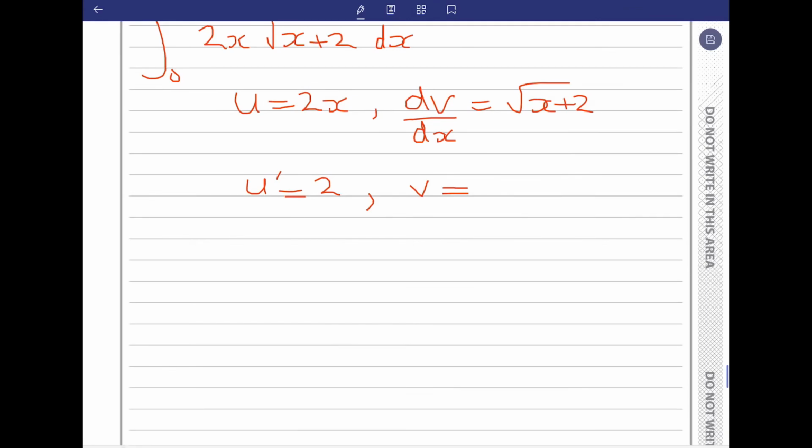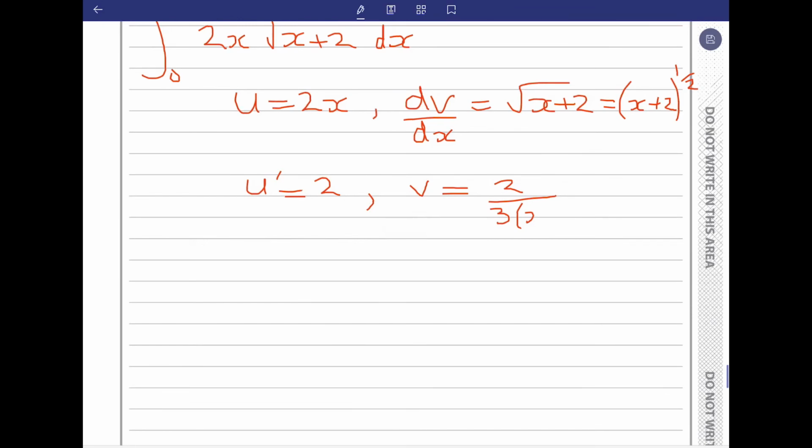So let me just write out this as x plus 2 to the half, as so. So to integrate x plus 2 to the half, we take the half, we add 1 to the power, so that's 3 over 2. We times by the differential of whatever's in the bracket, which is just 1 because the coefficient of x is 1. And then we divide by this, so we're dividing by 3 over 2. So we get 2/3 x plus 2 to the 3 over 2.